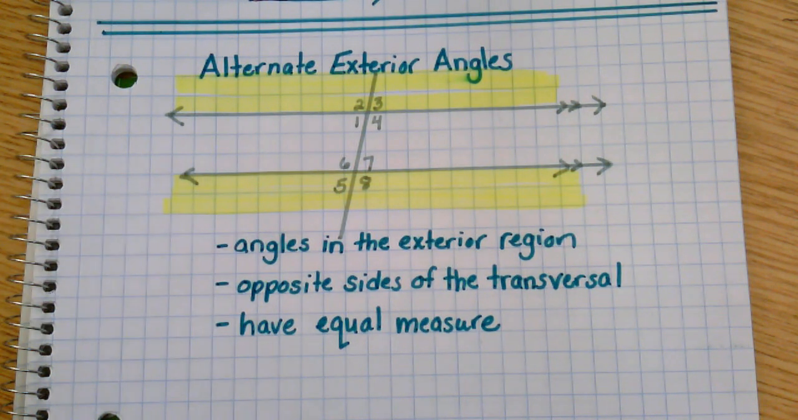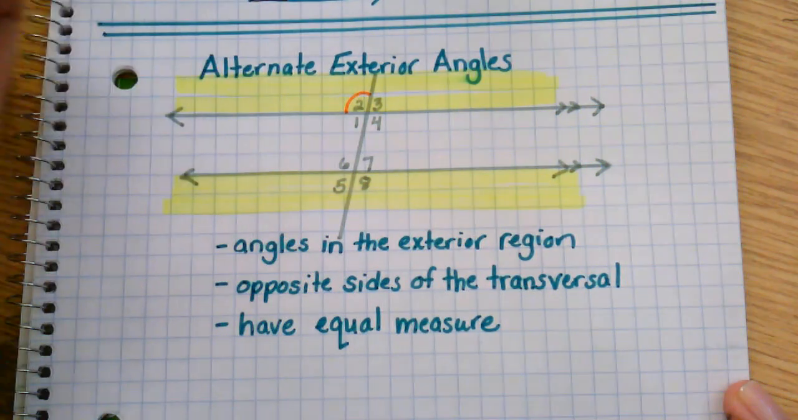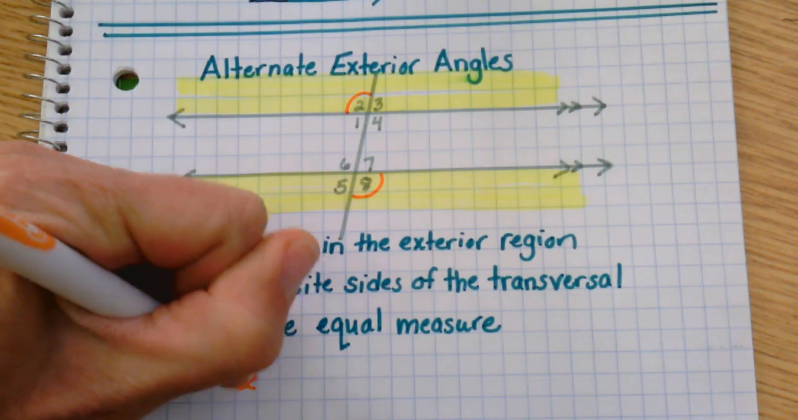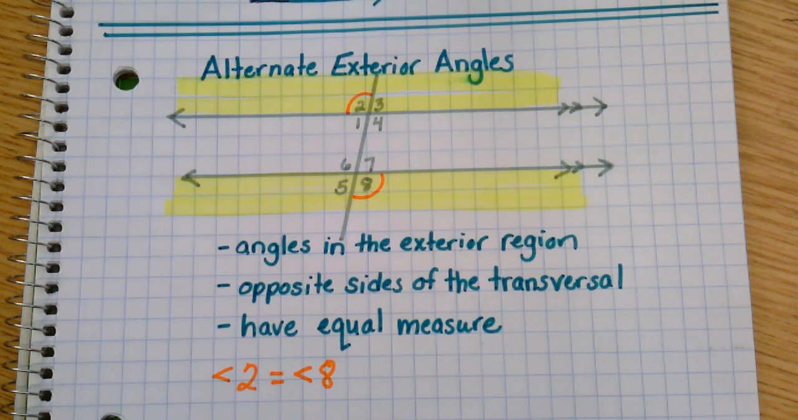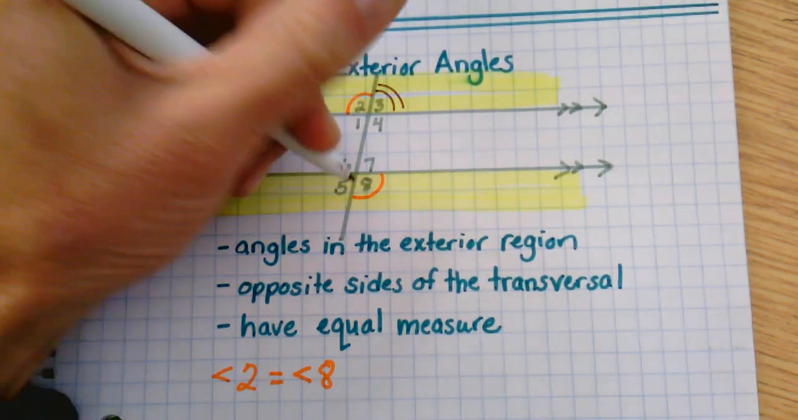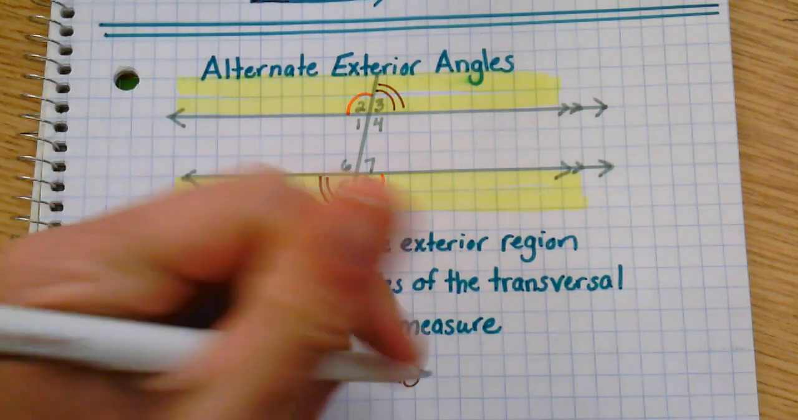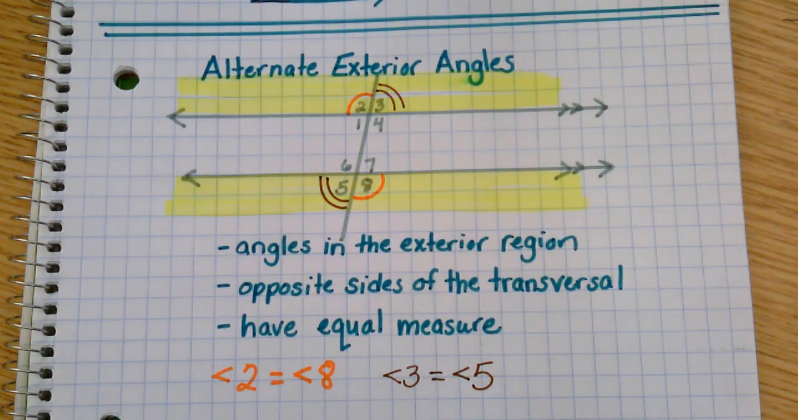And alternate exterior angles have equal measure. So that means in this diagram, angle 2 and angle 8 are alternate exterior angles, and they have equal measure. Similarly, angle 3 and angle 5 are alternate exterior angles, and they also have equal measure to one another.